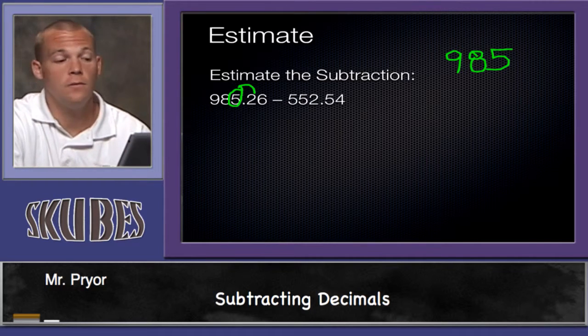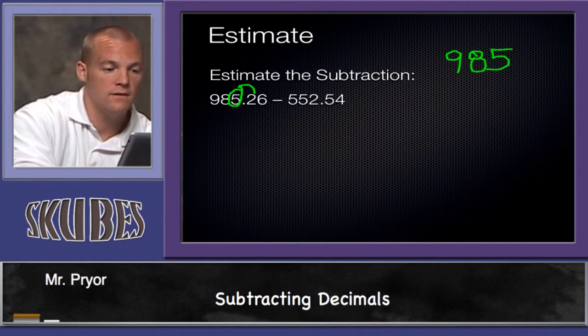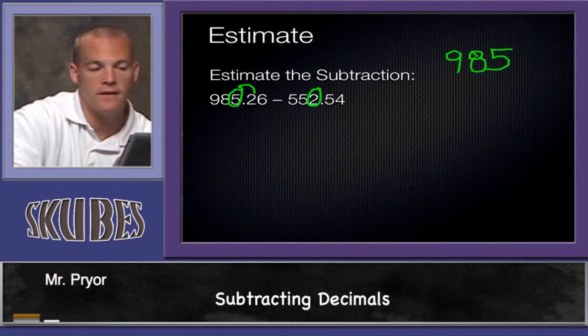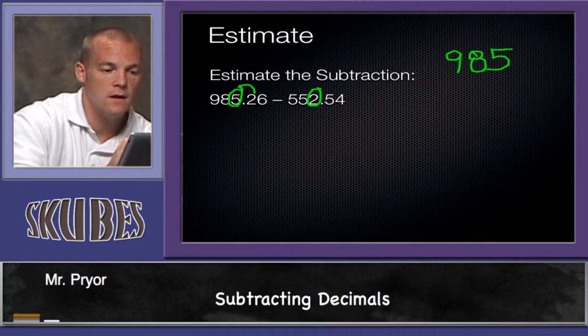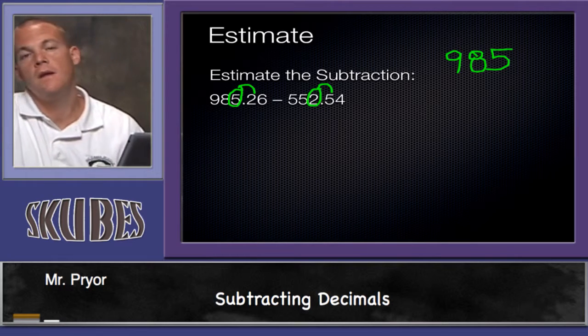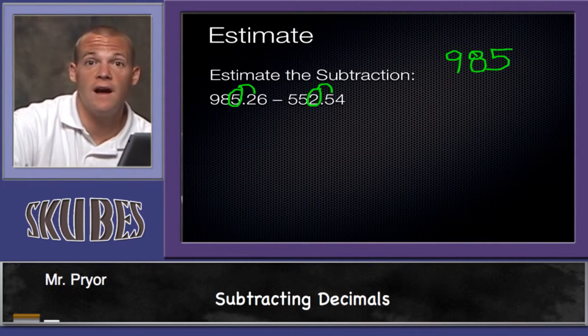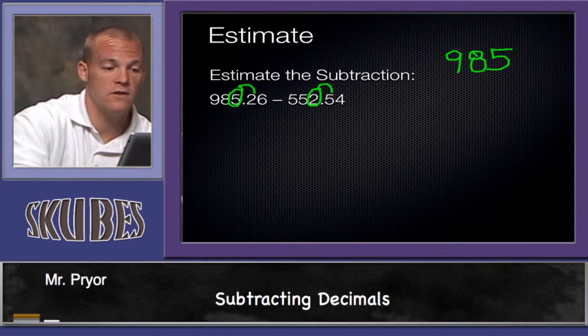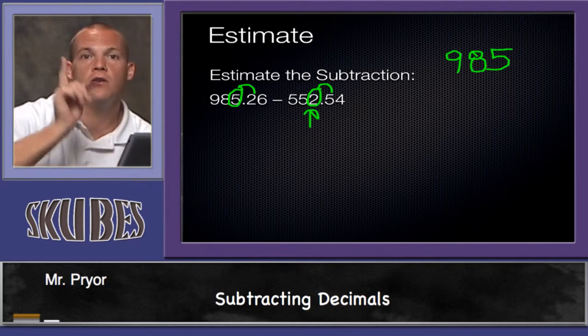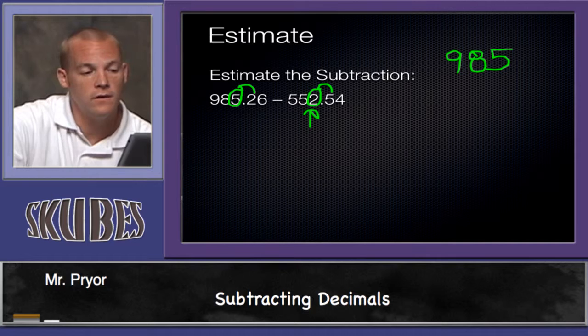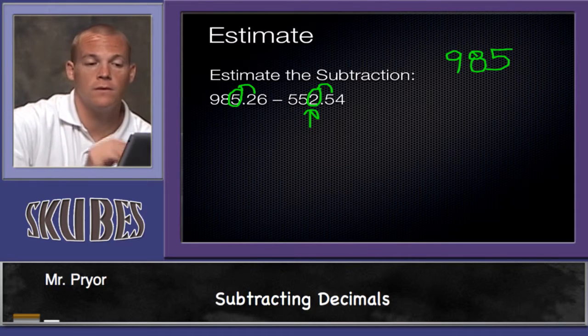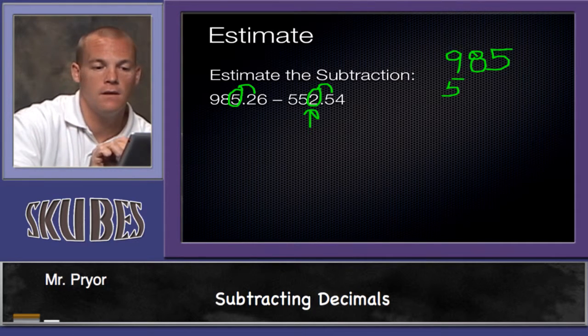Looking at 552.54, again, this is the number that needs to be modified possibly, depending on what this value is here. Now notice this time it's a 5. Since it's a 5, numbers that are 5 or higher make this value here, the 2, go up 1 digit. So 552.54 will now become 553.